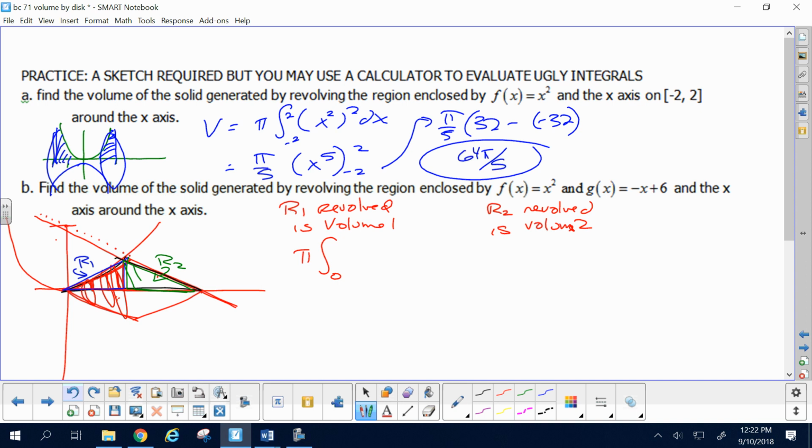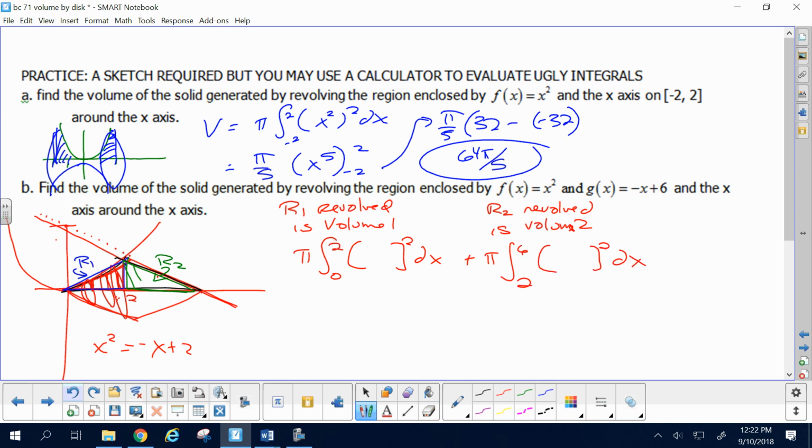Intersection points, 2 and negative 3. So the only one of value to us is the 2. The negative 3 is not for us. That's not even necessary. Exactly. So 0 to 2, and then... There you go.